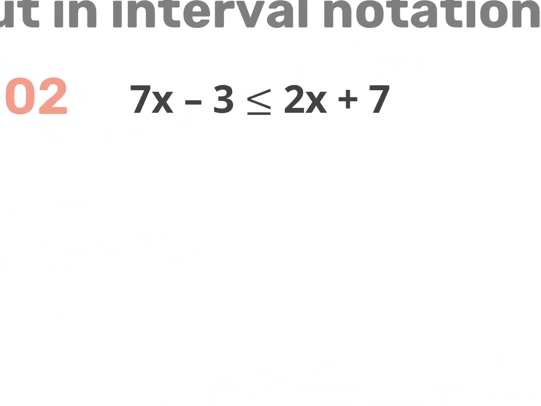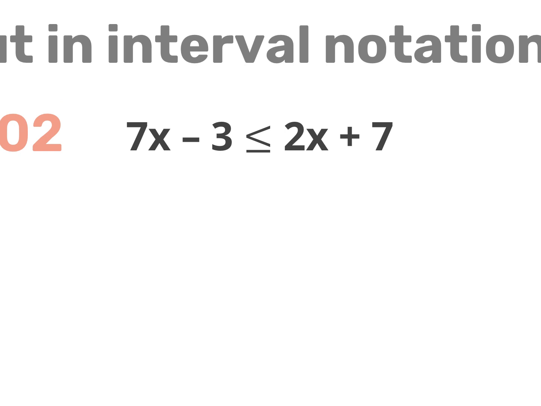Again, just a linear inequality. What does it mean if it's linear? X is to what power? To the first power. Good. So let's move our x's to the left and our numbers to the right. So minus 2x and plus 3 on both sides.